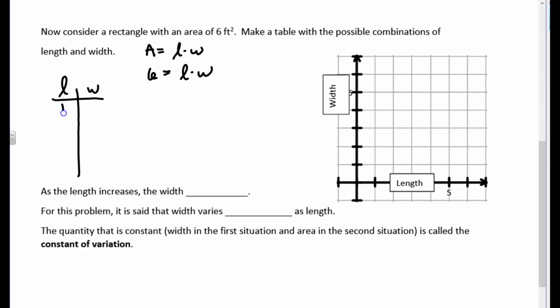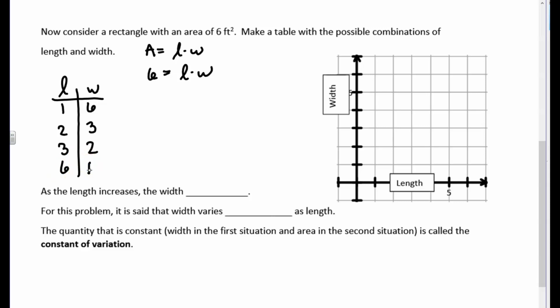So if my length is 1, to get to 6, my width must be 6. And if my length is 2, my width must be 3 because 2 times 3 equals 6. If my length is 3, my width must be 2 because 3 times 2 equals 6. 4 isn't a nice number, 5 isn't a nice number for this, but 6 is. If my length is 6, 6 times 1 gets me an area of 6.